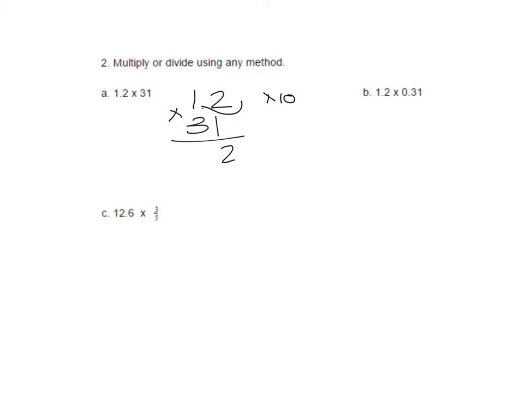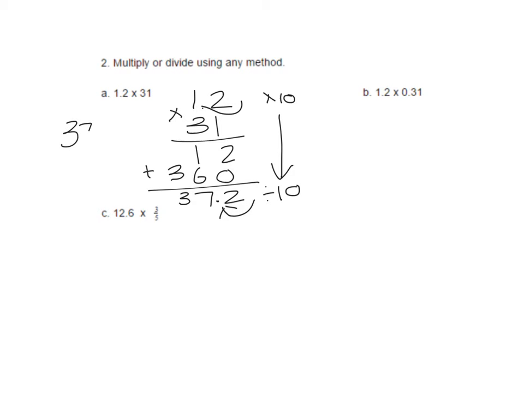1 times 2 is 2, 1 times 1 is 1. Placeholder, 3 times 2 is 6, 3 times 1 is 3. Add my partial products, and I get 372. Because I multiplied by 10, I have to divide by 10 or do the inverse operation. Move my decimal in one place, divide by 10, and I get 37 2/10. So A is equal to 37 2/10.